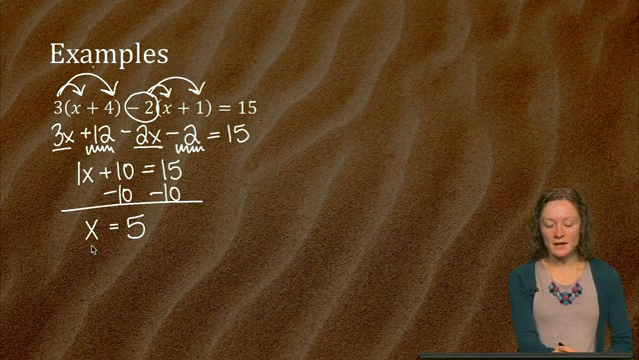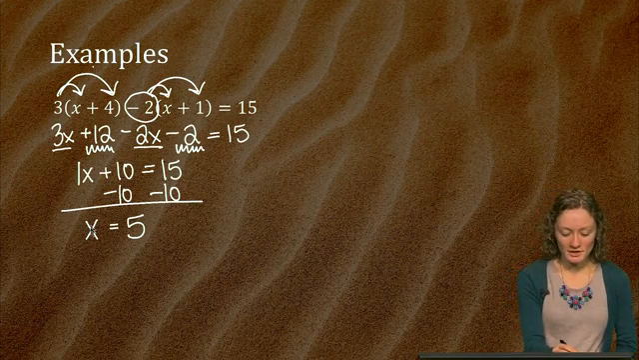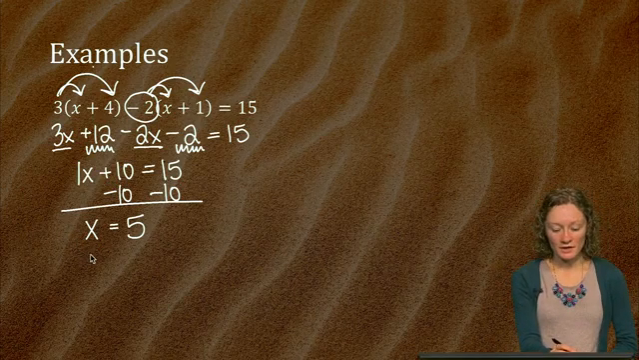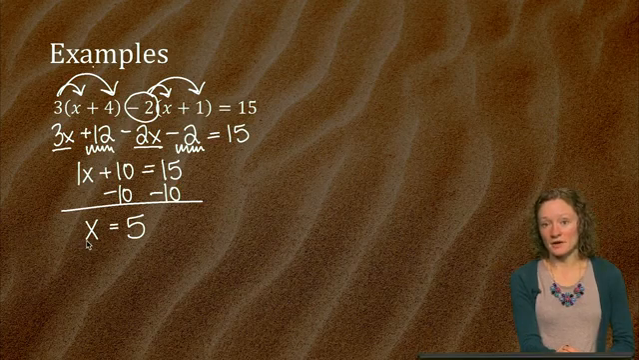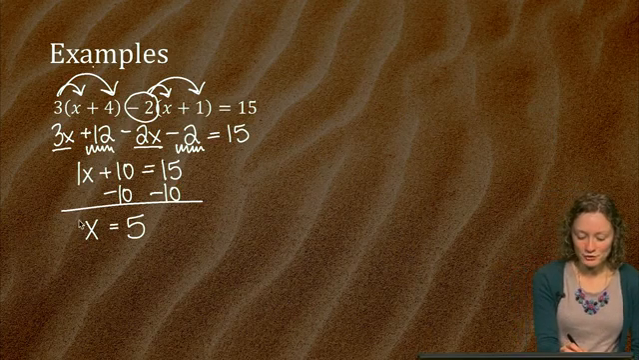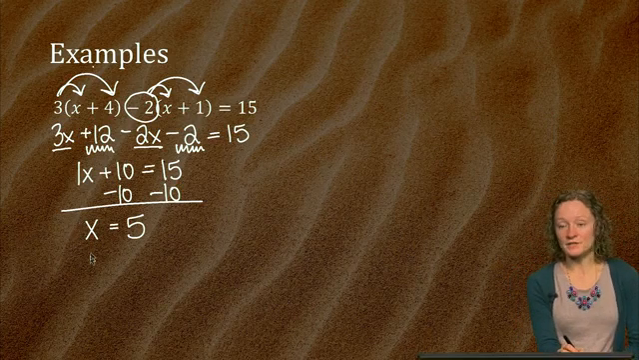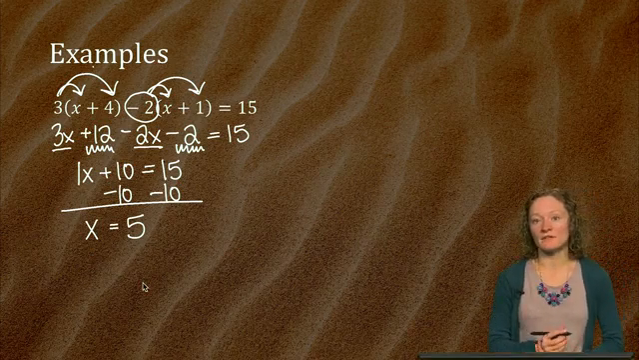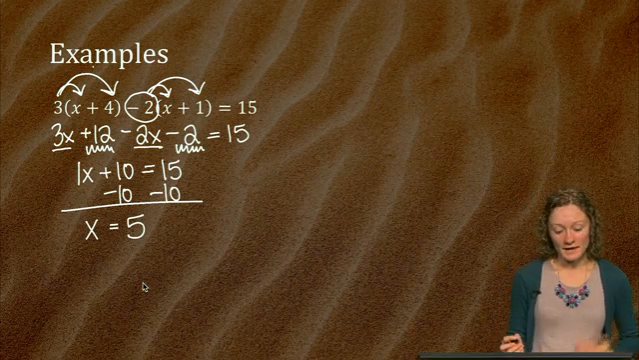Step 4 is multiply or divide to undo the operation on x, on the variable. In this case, there is not an operation remaining. If you chose to leave the coefficient of 1 and then divided both sides by 1, you'd still get the same final answer of 5.